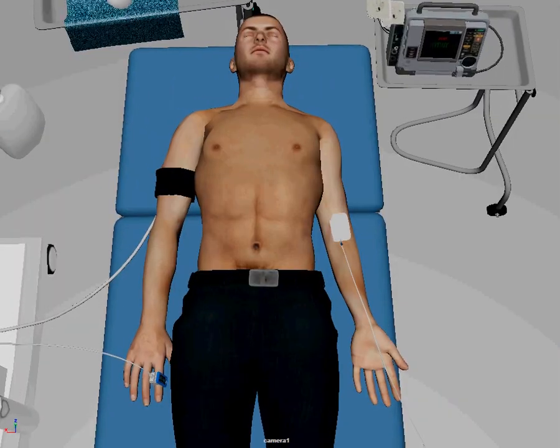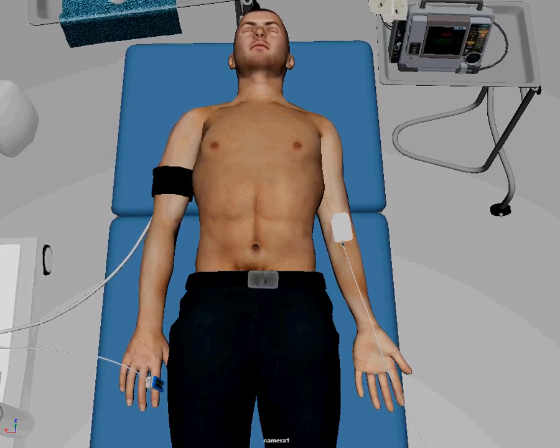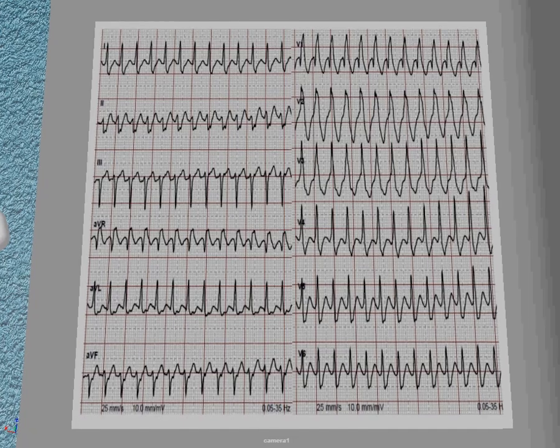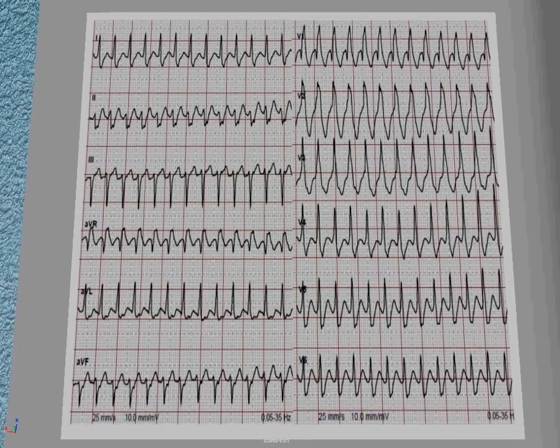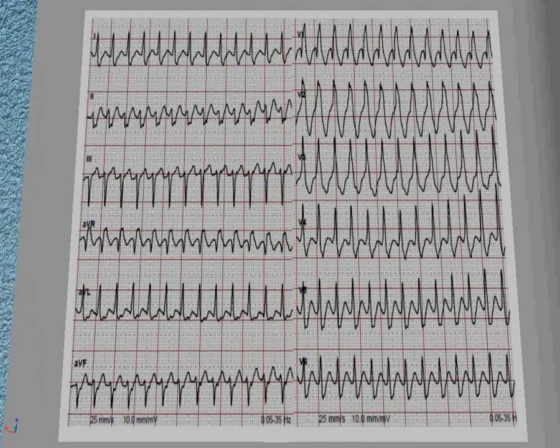A wide complex tachycardia is defined as a rapid rhythm, generally 150 beats per minute or more when attributable to an arrhythmia. A wide complex tachycardia can be regular or irregularly irregular and have uniform, monomorphic, or differing, polymorphic QRS complexes from beat to beat.